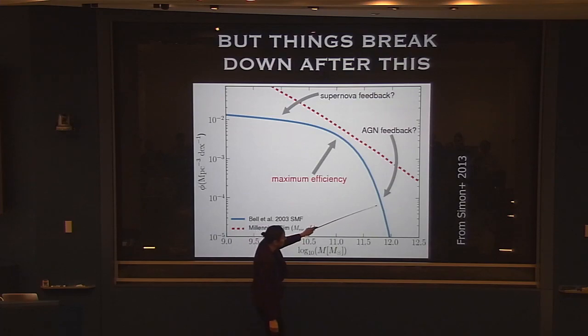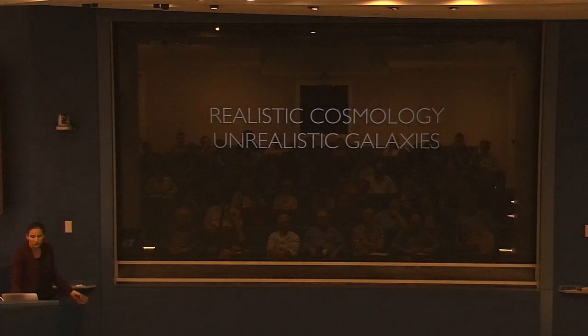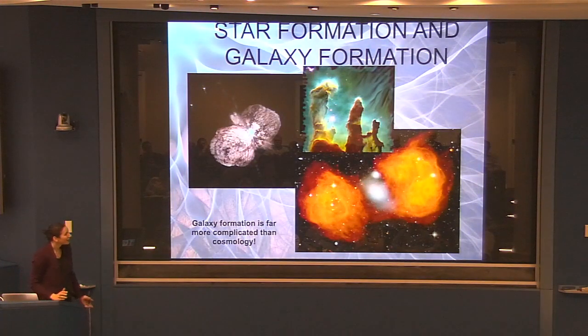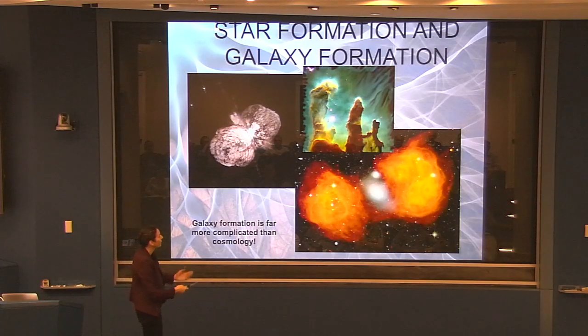So at this mass, we think that black holes that are accreting are fixing this. They're basically making dark matter halos have less star formation. And here we think that supernova explosions are heating up the gas and not allowing it to form stars. And that's why there are fewer systems than we would just naively expect from cold dark matter. So we have this realistic cosmology, but unrealistic galaxies. And that's not so much of a surprise because we're not quite resolving phenomena like this.